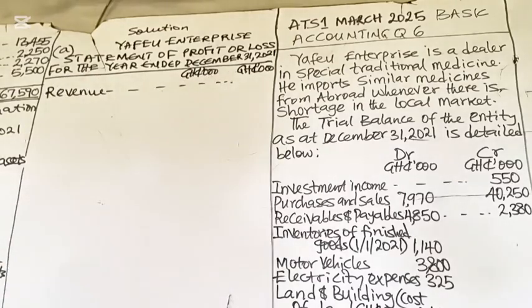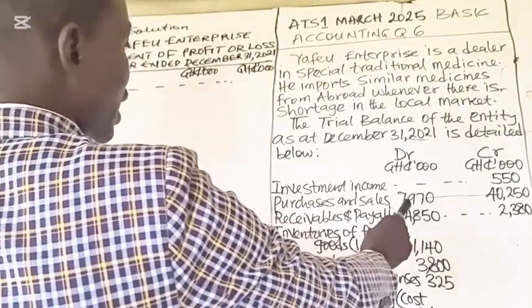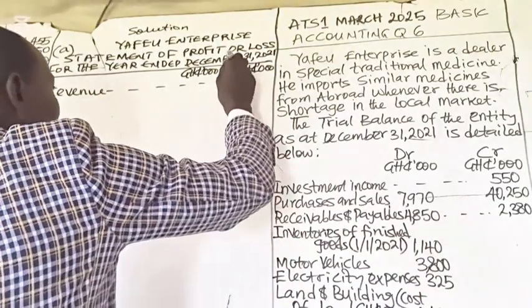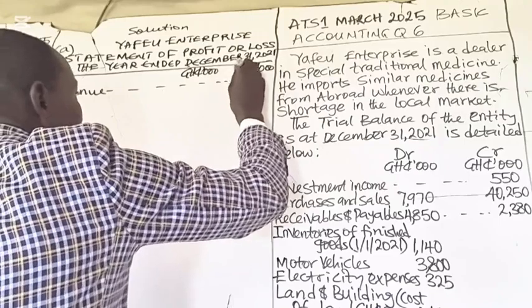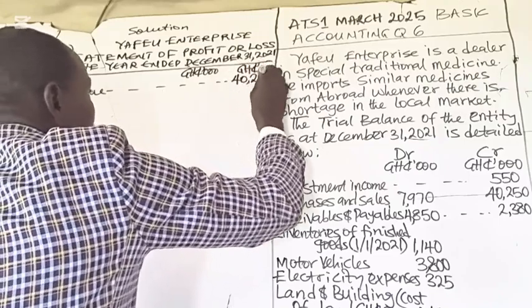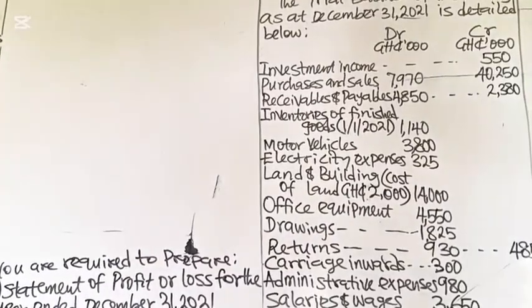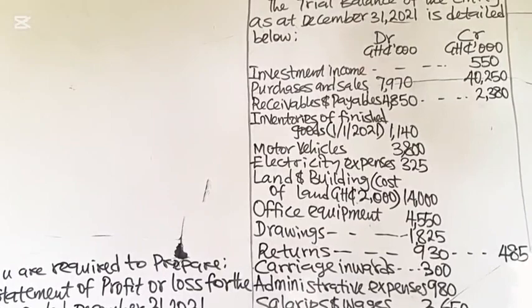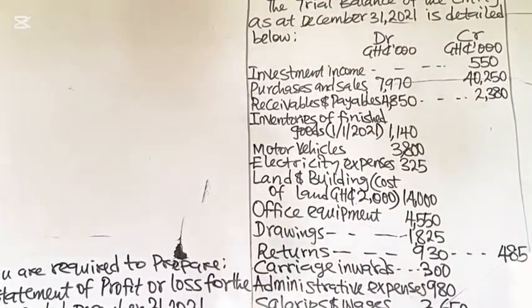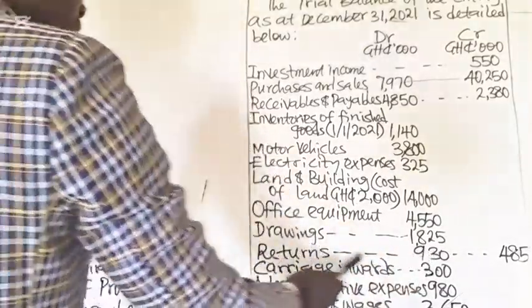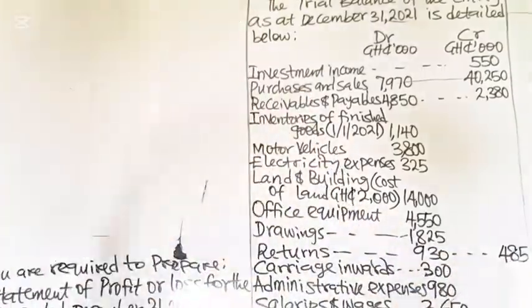Now, if you go through the trial balance, you have your purchases and sales. The purchase is 7,970, while sales is 40,250. So the 40,250, which is sales, is your revenue. Then from the revenue, you deduct the return inwards. If you go through the trial balance, you see returns there of 930. This 930 is return inwards, and 485 is return outwards.